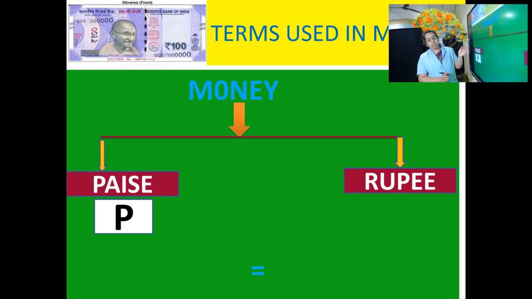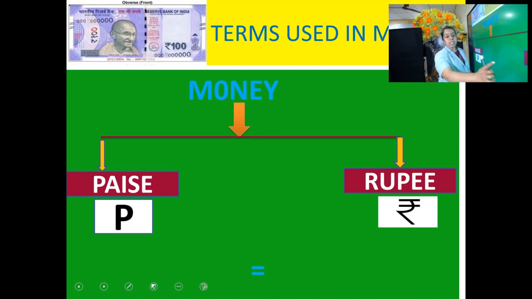Now rupee. Now we can take coins or rupees. 10 rupee coins are there. In olden days we had only paisa as the coins. Is it clear? Now we can see rupees as a coin today. So paisa means P. What is the symbol of rupee? This is the symbol of rupee. Is it clear?